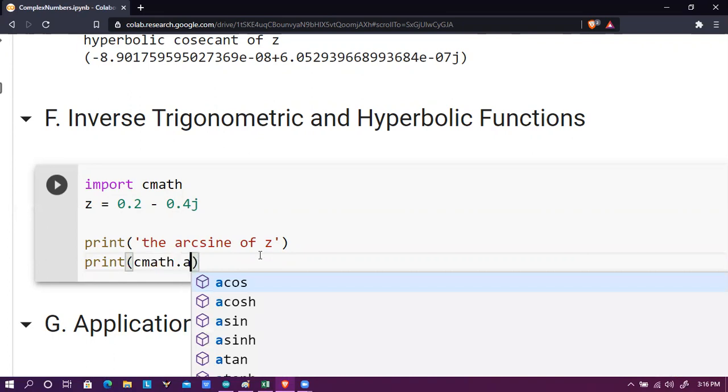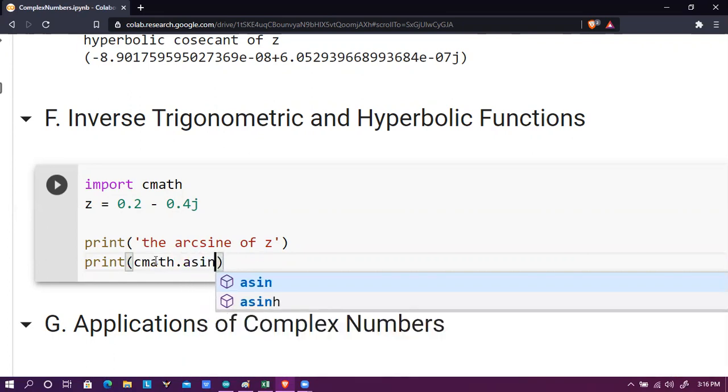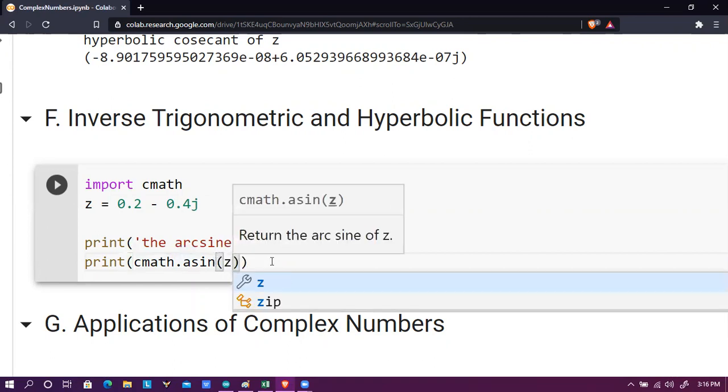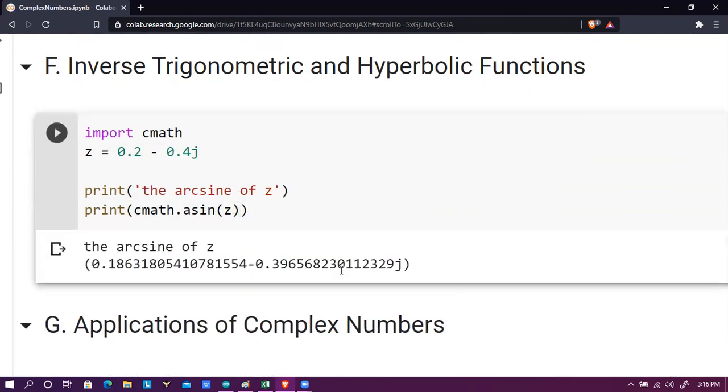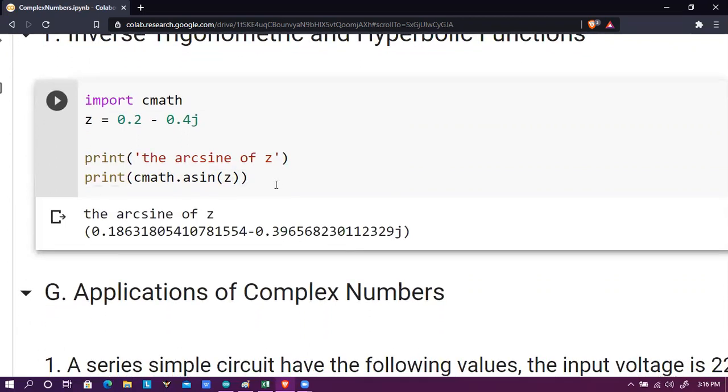CMAT dot asin is arc sine. Take note, asinh is the inverse hyperbolic sine of z. So your argument is z, and then run the code. That is the arc sine of z.